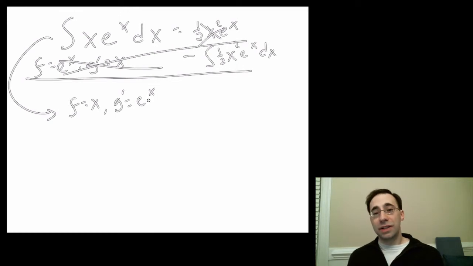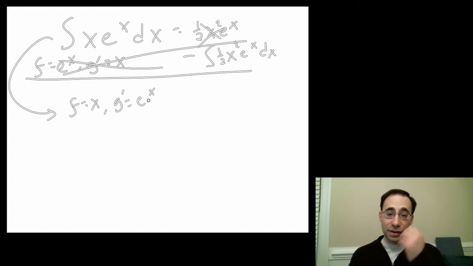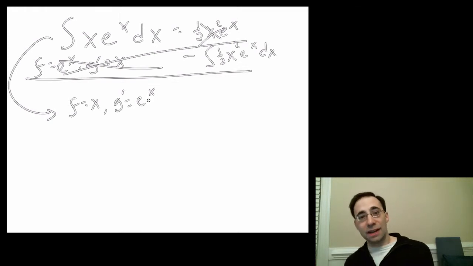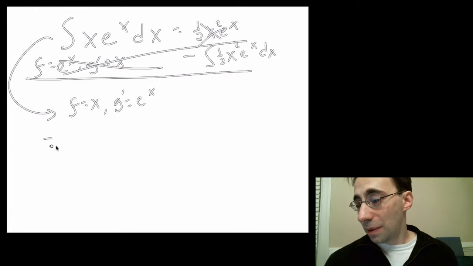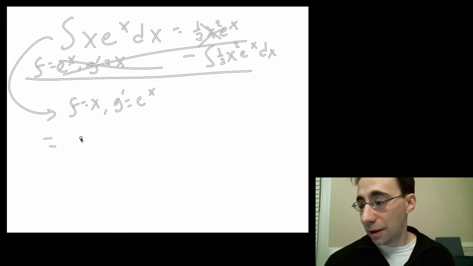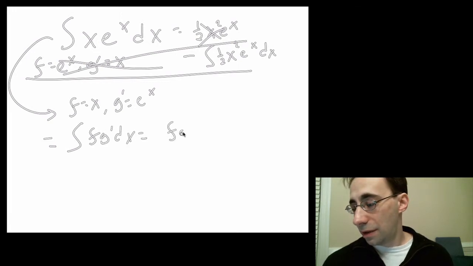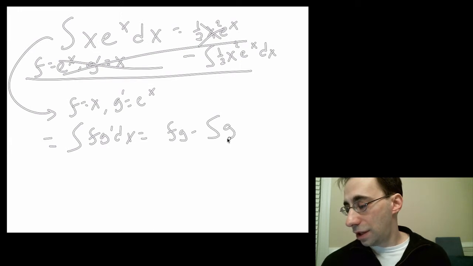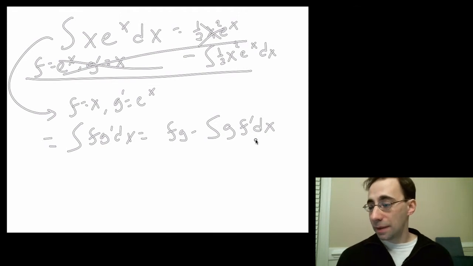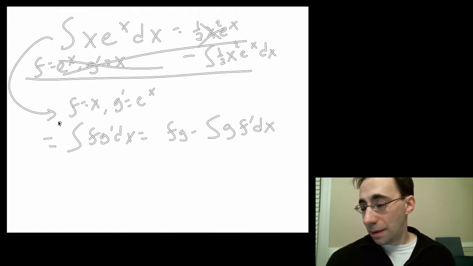And again, the reason we do that right off the bat is we note that we're going to differentiate x. The derivative of x is 1, so that'll go away completely, making our function simpler. Making our integral simpler, rather. Whereas g prime integrates easily to e to the x again, so nothing changes. So now we can do this, and we get the integral of f g prime dx equals fg minus the integral of g f prime dx. That's integration by parts. This is the one up here, the same one.